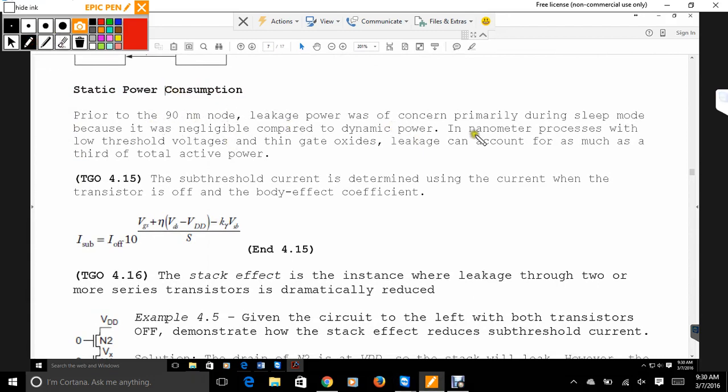Before 90 nanometer, we basically called it sleep mode because it was negligible compared to dynamic power. In nanometer processes with low threshold voltages and thin gate oxides, remember that's SiO2 between your gate and your bulk, leakage can account for as much as 1/3 of the total active power. This is because we start having to worry about subthreshold current. And we have our gate source voltage, remember our body coefficient, drain source voltage minus V_DD.